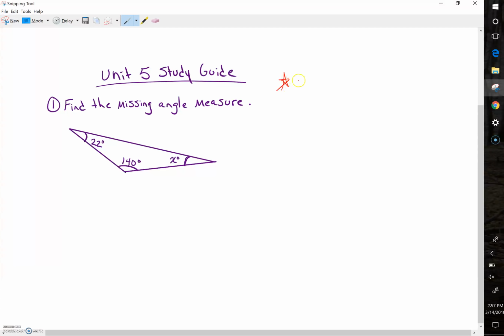All triangles, the angles in them have a sum of 180 degrees. So which means if we take these 3 angles, 22, 140, and the unknown angle, they all need to add up to a total of 180. So we've got an equation.